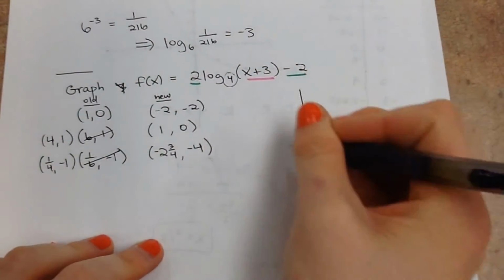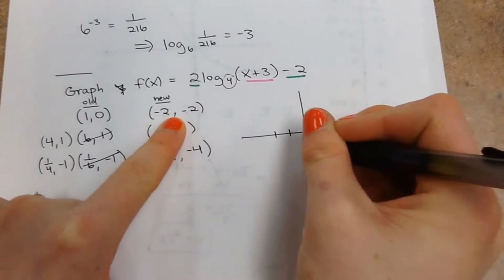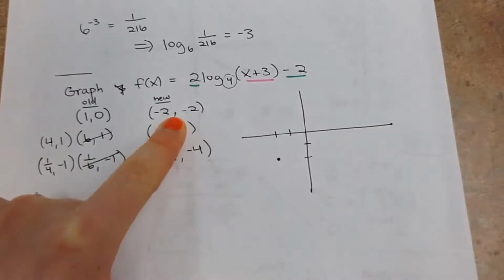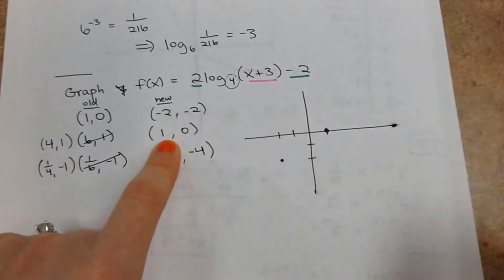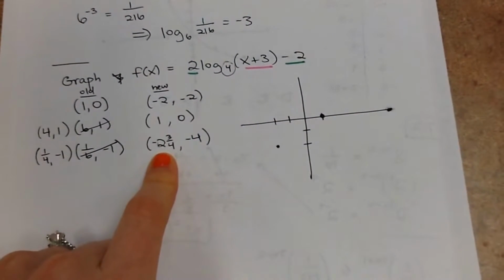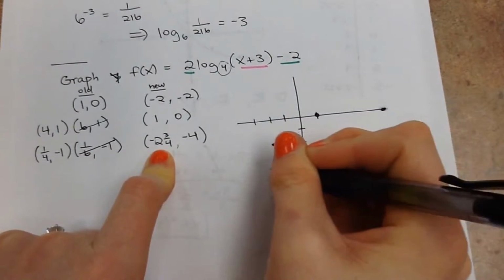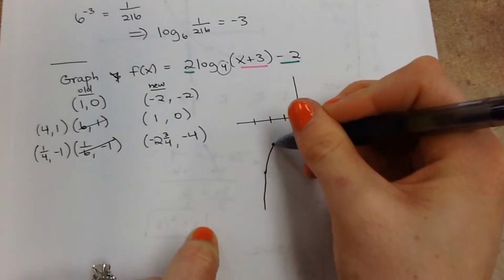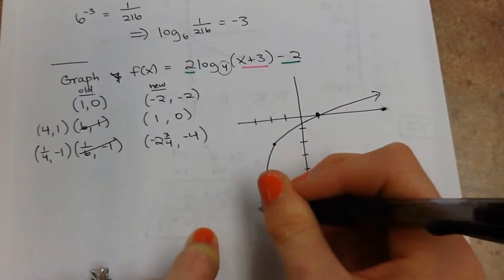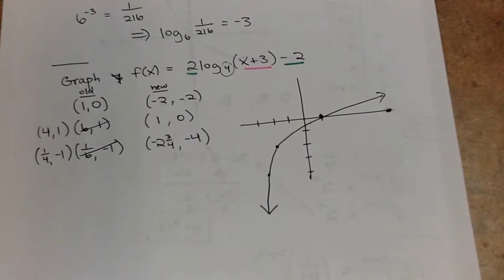I am going to plot those points. I have the point negative 2, negative 2, and that's this point right here. I have the point 1, 0. It's this point. And then I also have the point negative 2 3/4, negative 4, right around there. So my logarithmic graph is going to look like this. You should make sure you know the general shape, because if you know the shape looks like that, it's going to be a lot easier for you to graph it. So it looks like that.